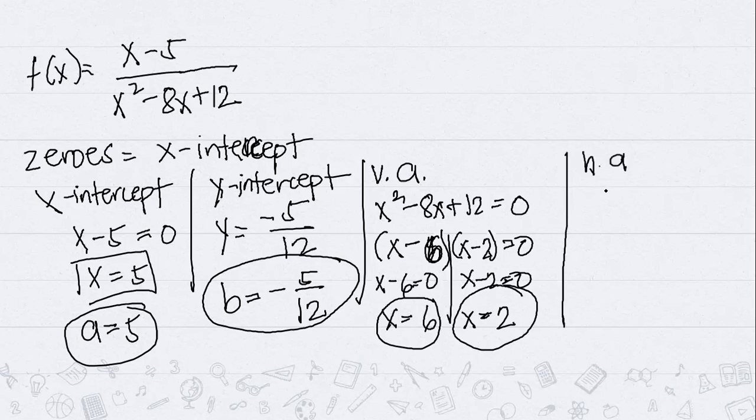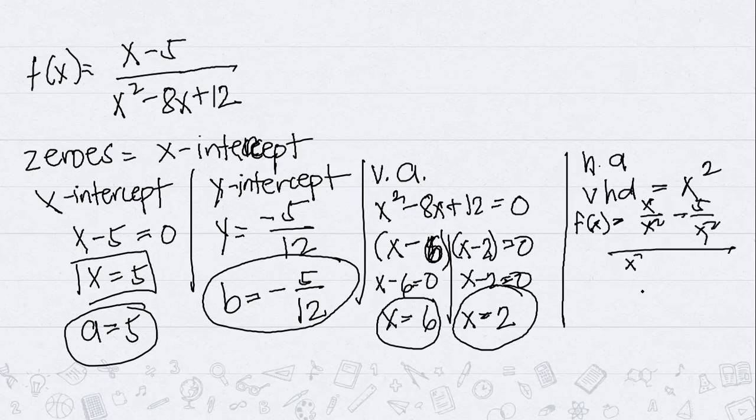What is the variable with the highest degree? That is x squared. Okay? So ano ang function natin? F of x is equal to x over x squared minus 5 over x squared all over x squared over x squared minus 8x over x squared plus 12 over x squared. Lahat ng hindi makakancelan magiging 0. So, ang meron lang dito is yung x squared over x squared. So, merong 1 sa baba.